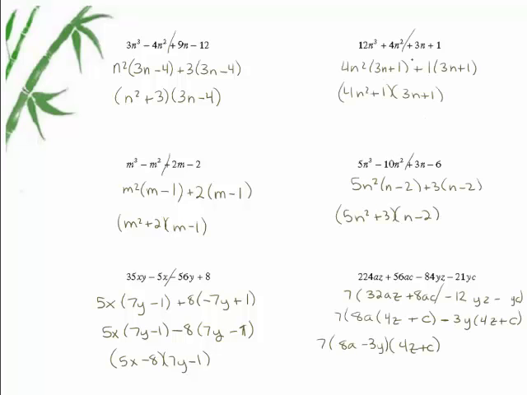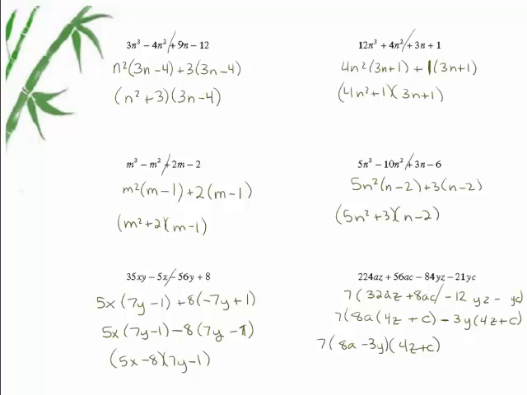Okay, as I was factoring these, I realized I probably should have told you what to do when nothing would come out. You pull out a 1, so you end up with 4n squared plus 1 times 3n plus 1. Here, I factored out a 5n and a 3, and I got 5n plus 3 times n minus 2. And this one, a 7 came out of every term, leaving me with 32az plus 8ac minus 12yz minus yc.